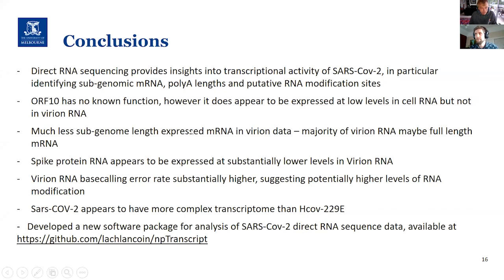So there's much less subgenomic mRNA expression in the Virion data, reflecting the fact that it's not actively undergoing formation of the subgenomic mRNA. And also the Virion RNA base calling error rates are a bit higher. And all of the software we've developed is open source in this package too.